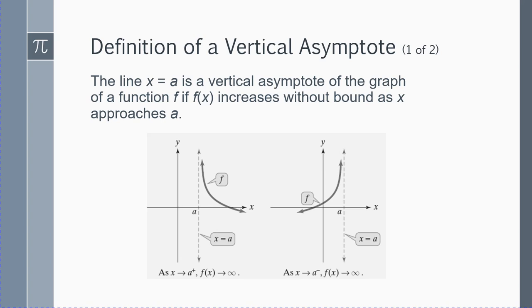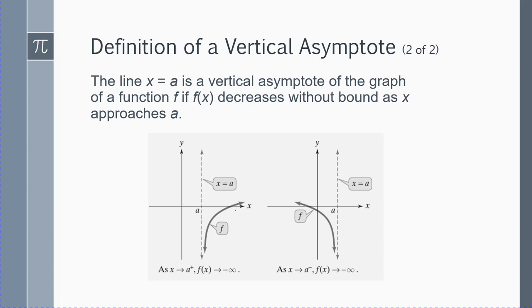Okay, so the line x is equal to a is what's called a vertical asymptote of the graph of a function f if f increases without bound as x approaches a. So as x gets closer and closer to a, the graph is going to blow up right next to it like this. It's going to keep increasing, going towards positive infinity, but it never crosses this line. Never crosses it.